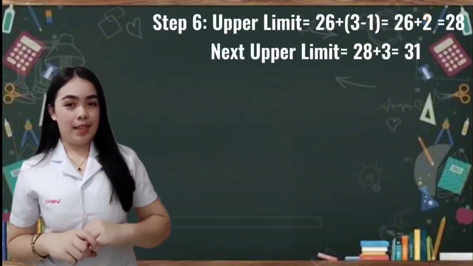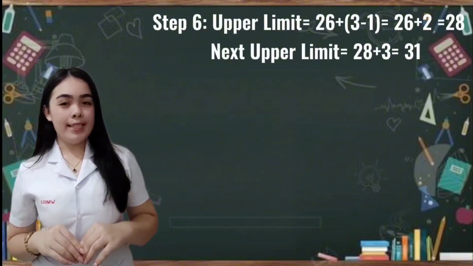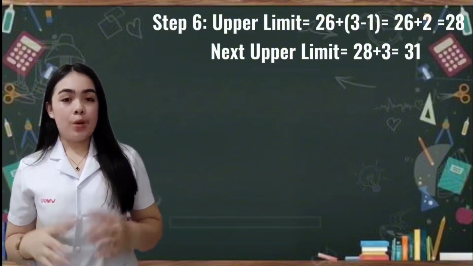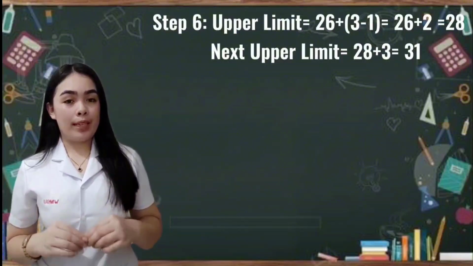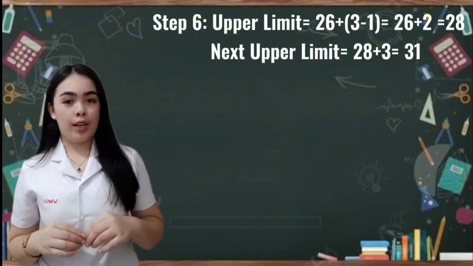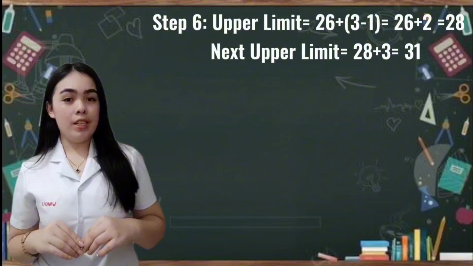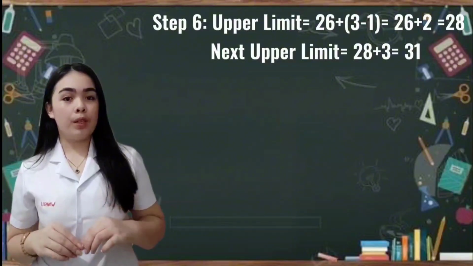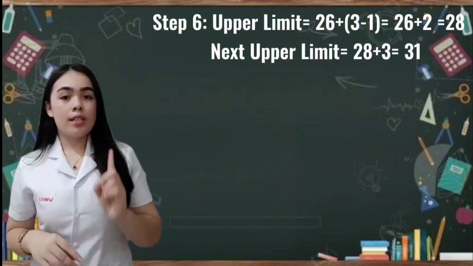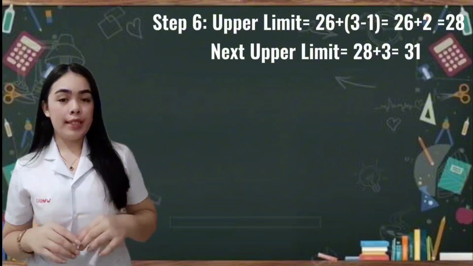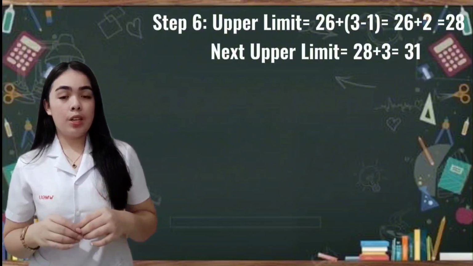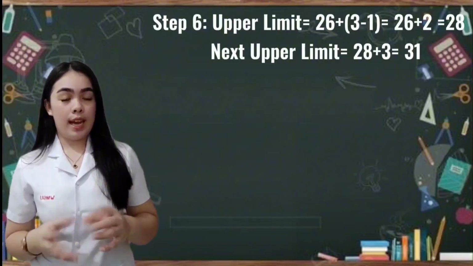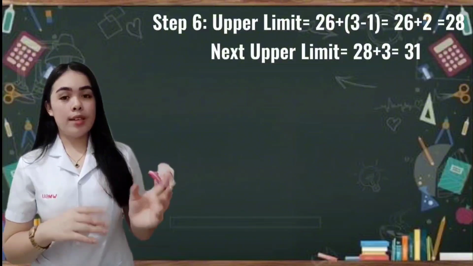Now we are on step 6. In step 6, we need to find the upper class limits. In finding the upper class limits, we need to subtract 1 from the width and add it to our starting point. And that is 3 minus 1 is equal to 2, plus 26. So we have the upper class limit, 28. The same as with the starting point, to find the next upper limit, we just need to add our width. So we have 28 plus the width, which is 3, and that is 31. So on and so forth.